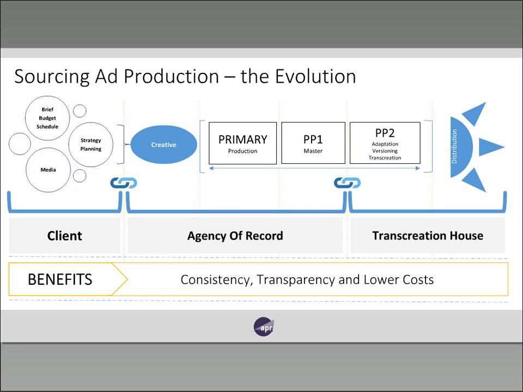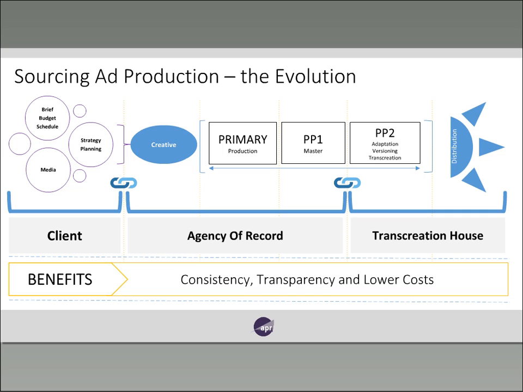As procurement, as production became more important, and you see a lot of spend and big numbers in production, you start to dig around a little bit. You see that at the end of this supply chain, you're looking at transcreation and versioning, and you notice that your agency might be using high-end post houses to do some of these adaptations and these versions. And you notice that you might be spending more money than you necessarily need to spend at this end.